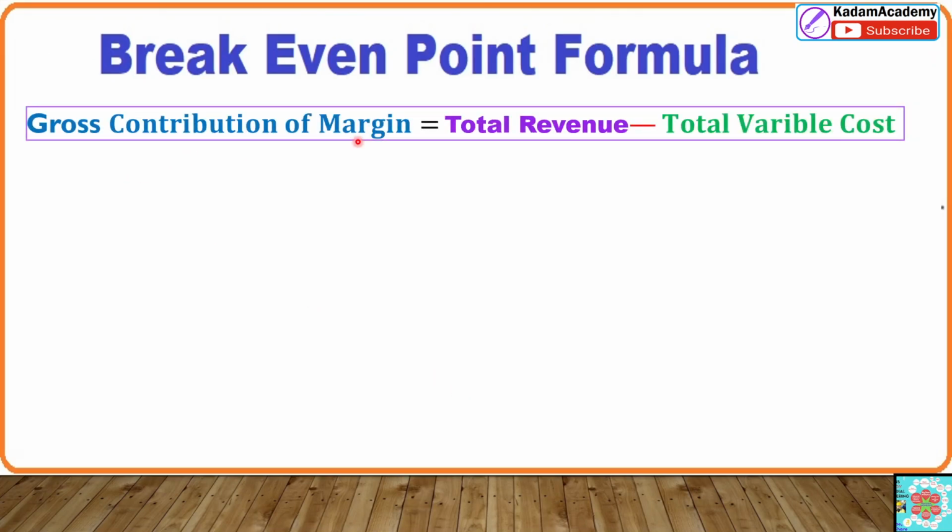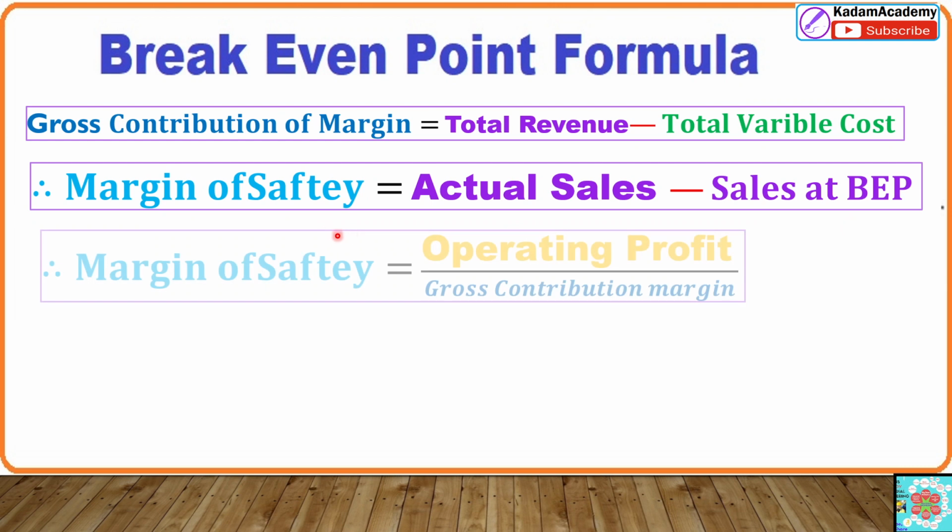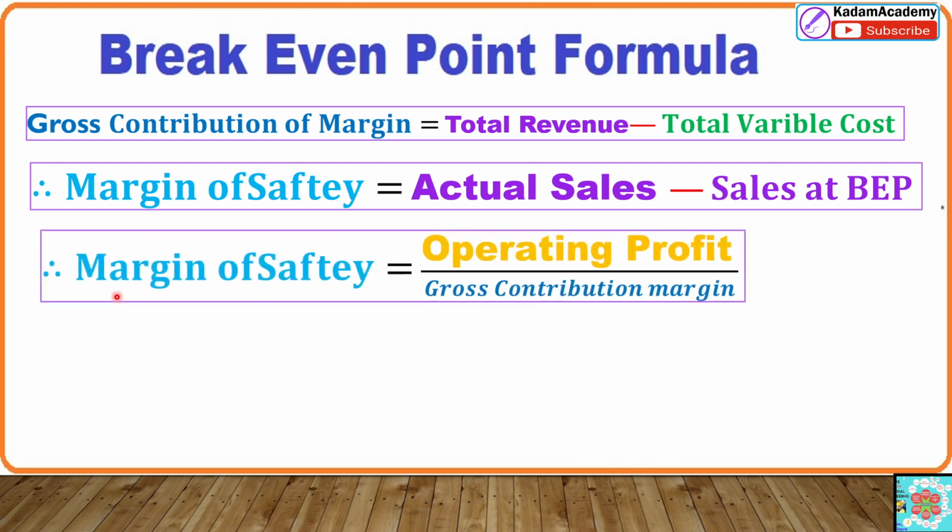So this gross contribution margin, we can also calculate as total revenue minus total variable cost. Margin of safety is actual sales minus sales at BEP, that is the break-even point. The margin of safety can also be calculated by using operating profit upon gross contribution margin.